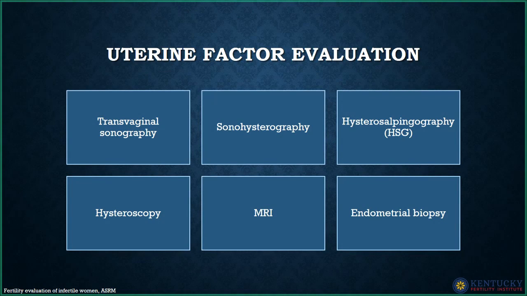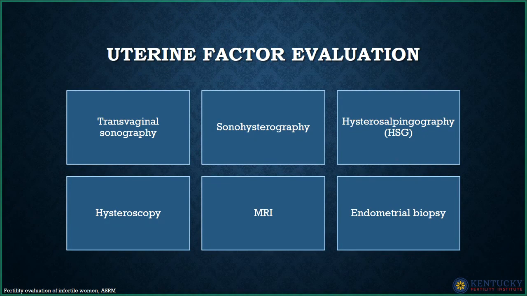This doesn't show us the myometrium. It doesn't show us more global factors related to the uterus, but certainly gives us a good look at the endometrium itself. There can be a role for MRI with certain uterine pathologies. I do like doing MRIs on all my more advanced fibroid cases that we're going to be planning surgeries on, just to help map them out with their location in the uterus.